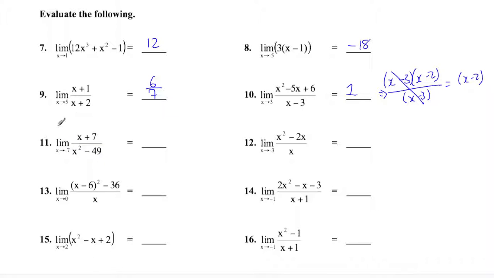Same thing with number 11 here. If I plug in the number negative 7, I get a 0 in the denominator. But I could factor this to x plus 7 over x plus 7 times x minus 7. Now here, when I factor this, I'm left with 1 over x minus 7. And so when I plug in a negative 7, I get negative 1/14.